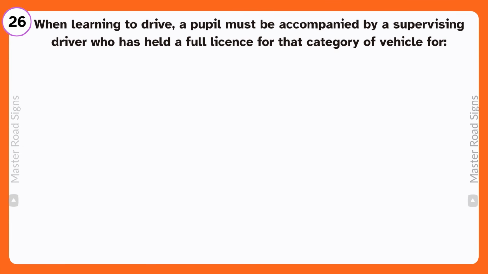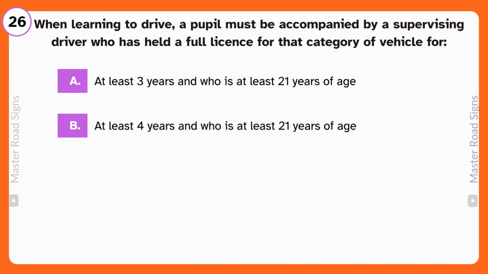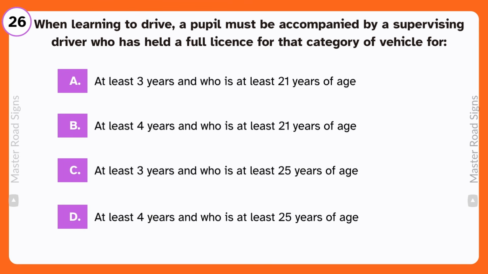Question 26. When learning to drive, a pupil must be accompanied by a supervising driver who has held a full license for that category of vehicle for: Option A, at least 3 years and who is at least 21 years of age. Option B, at least 4 years and who is at least 21 years of age. Option C, at least 3 years and who is at least 25 years of age. Option D, at least 4 years and who is at least 25 years of age.